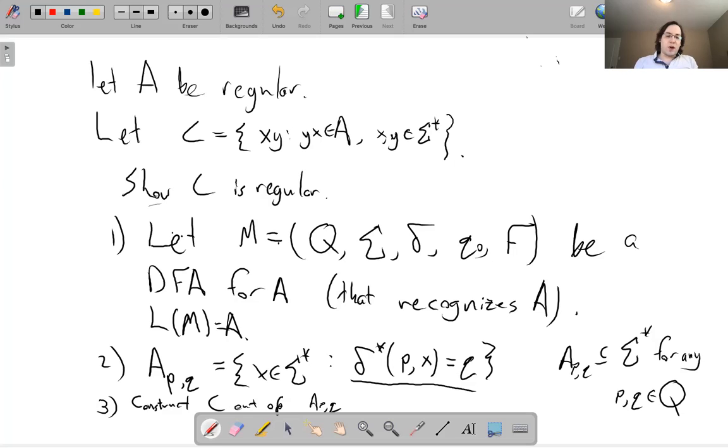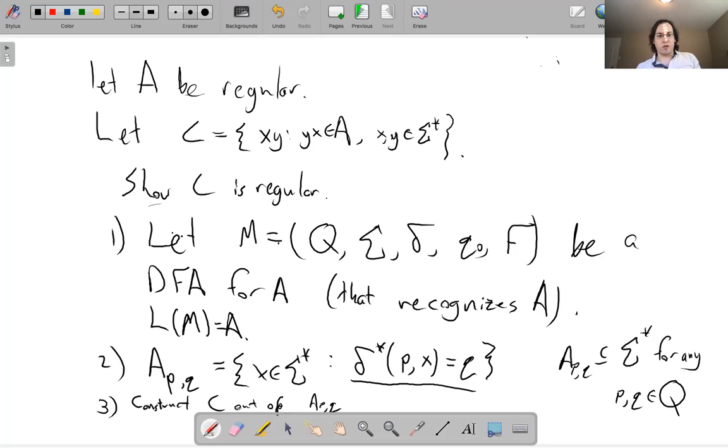If we construct C out of the A_PQ using standard operations that preserve regularity, then this will be a proof that C is regular, because we know that all the A_PQ languages are regular. Some operations we're allowed to use are concatenation, union, star, and intersection. We're allowed to use only finitely many operations, though. Remember, infinite unions or infinite intersections don't preserve regularity. Only finite unions, finite intersections, finite concatenations, and the star operation preserve regularity.